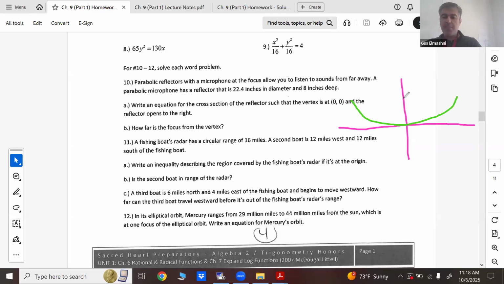And it says 8 inches deep. So it means that this dot right here, and it's not going to go forever because obviously it has to end somewhere, right? So that's going to be at 8. And that's going to be at 11.2. How do I know that's 11.2? So then this has to be at negative 11.2. Now, what's the equation of a parabola? I know it's x squared equals 4py, given the way I've drawn it, right?